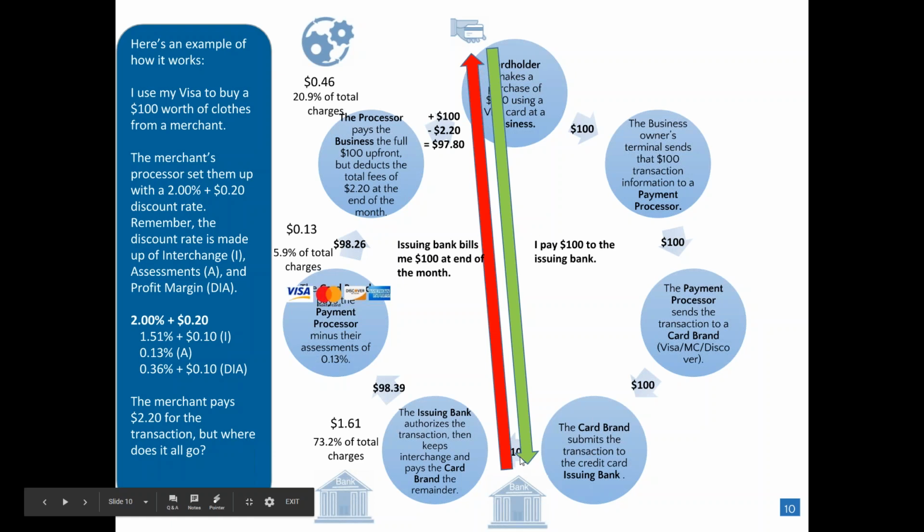So an issuing bank is making money on the processing side, and they're also making money on the actual card side. So they're making money on those credit card interest charges that are racked up. So they're making a lot of money in credit cards. We as a processor aren't making a lot of money. We're making a tiny bit. So just keep that in the back of your mind.